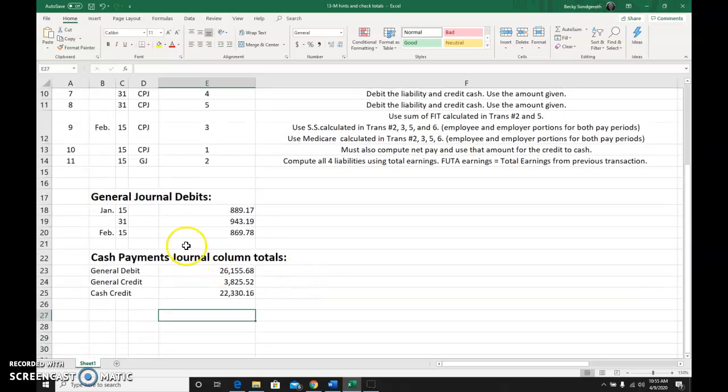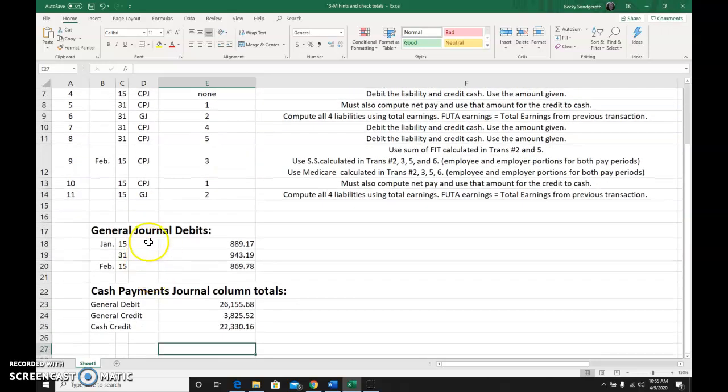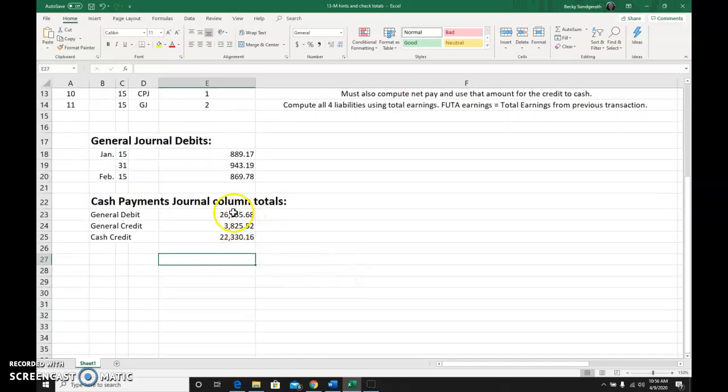Then down here at the bottom in the general journal, there were three times that we were doing it. So here, here, and here. Whenever we did that, here is what the debit ought to be. We credit the four liabilities that the employer always has to pay, and we add them up, and we get this debit. So I've given you the debit amounts to help you know that you computed correctly.